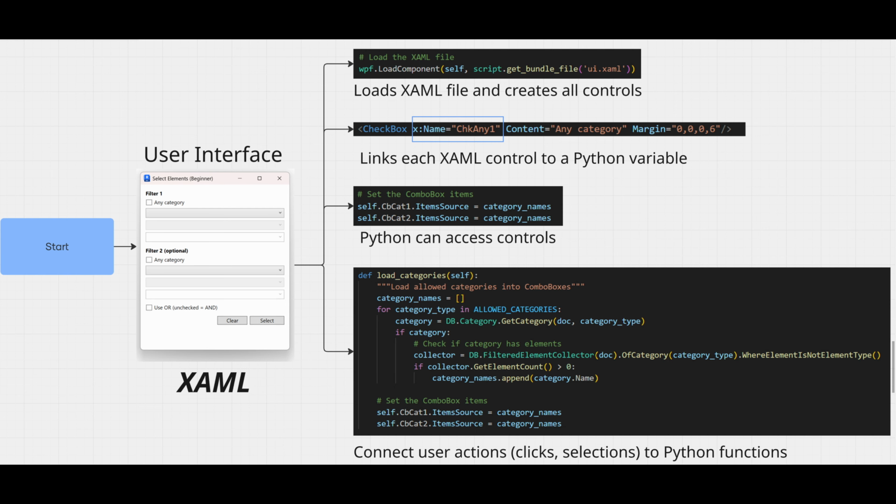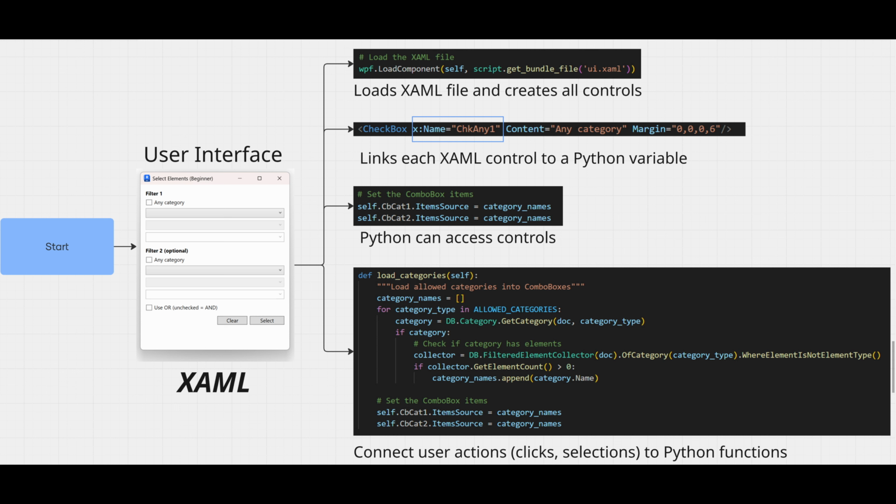How does XAML connect to Python? Think of it like a phone directory. The XAML is the phone book, which lists all the names, and the x:Name is equal to each person's phone number, which is a unique identifier. And Python is the caller. It uses the number to reach the person.